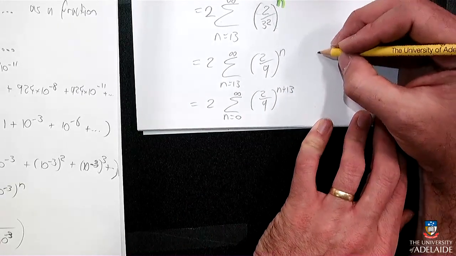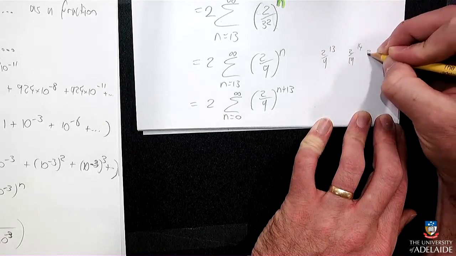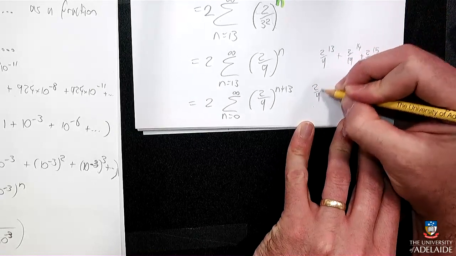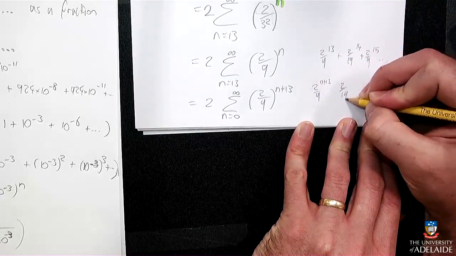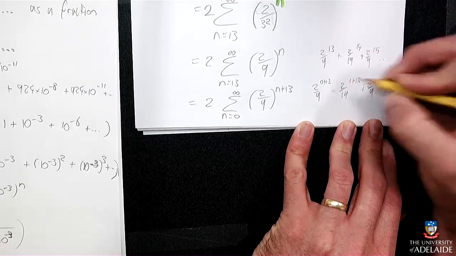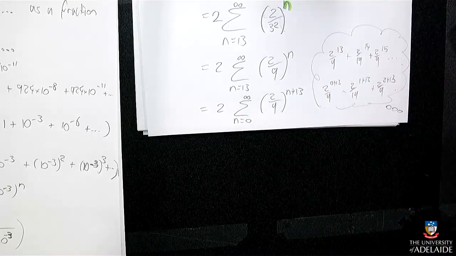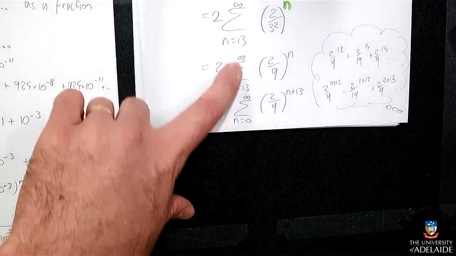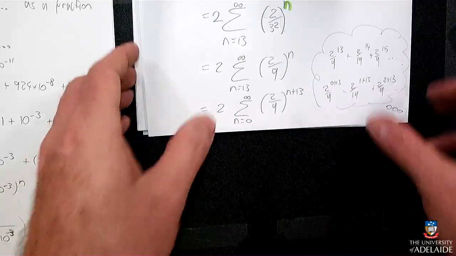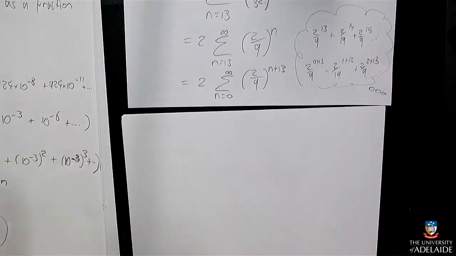So just in my mind, I'm thinking this one has 2 ninths to the 13, 2 ninths to the 14, 2 ninths to the 15. And this one has 2 ninths to the 0 plus 13, 2 ninths to the 1 plus 13, 2 ninths to the 2 plus 13, and they are the same thing. Ultimately, if you take 13 from these numbers, then it's the same as adding 13 to this number. And infinity minus 13 is still infinity. All right, here we go again.